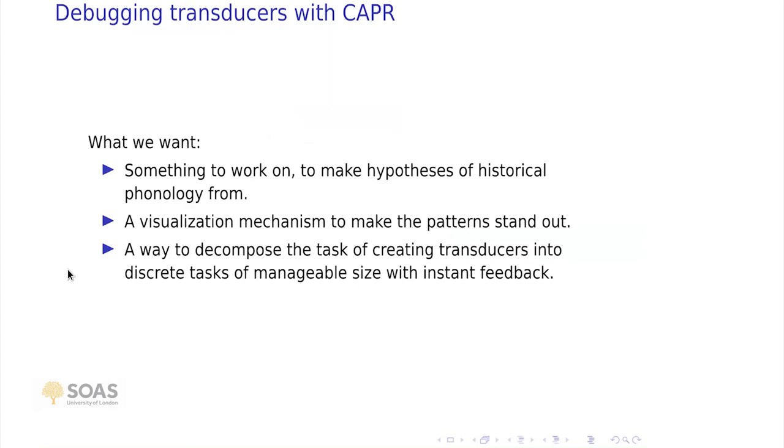First, to create your historical phonology, you need something to work on. You need your words that you think maybe are cognate with each other, and you need a visualization mechanism to give you patterns to make you think about things. And also, since transducers or any kinds of hypothesis of historical phonology are unmanageable, fragile juggernauts, you do need some way to decompose it into discrete tasks of manageable size with instant feedback, so you know you did something good and not bad.